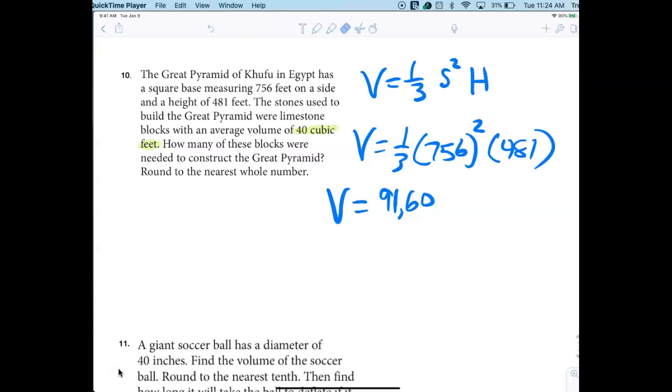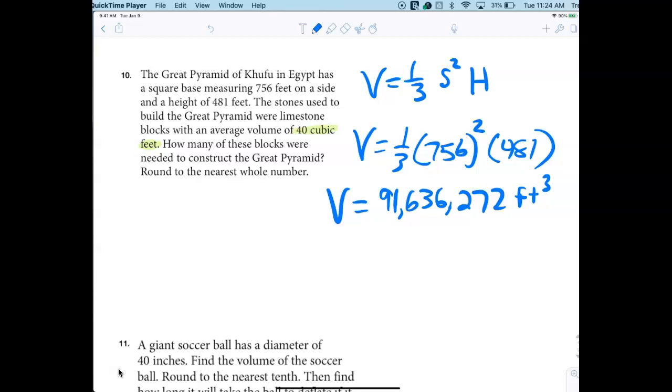So, 636,000. What are the last three numbers? So there were that many cubic feet. However, each stone was 40 cubic feet. So how do I figure out how many stones were needed? What do I do? You divide it by 40.